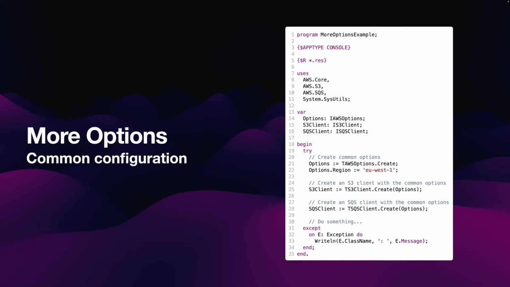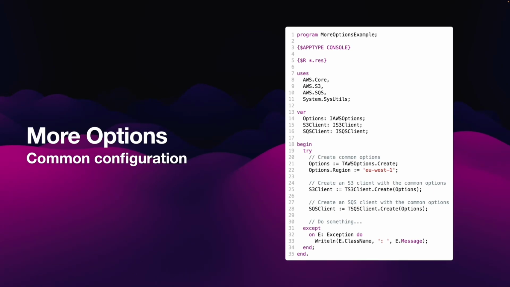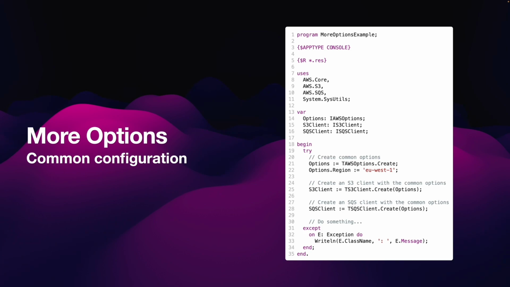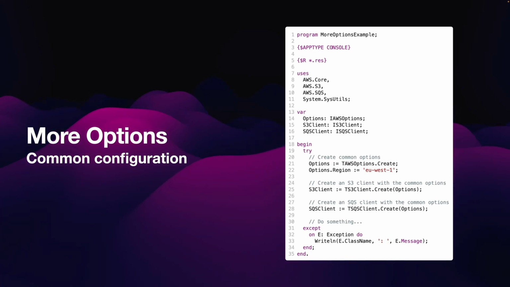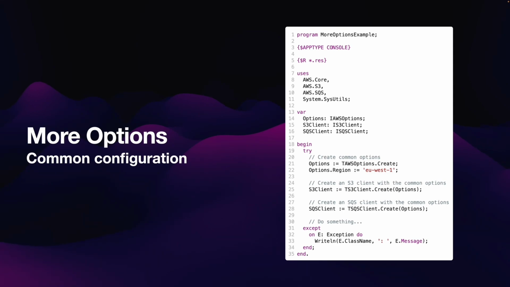Right, and then let's have a look at some more things we can do with options. If we are going to use multiple Amazon clients within a session, we can make configurations generic. So if we look at line 14 here, we've got an IAWS options interface. So this is a generic AWS options interface now. So when we create on line 21 TAWS options, these options will be honored by any client. So here we're setting the region on line 22, and then on line 25 we are creating an S3 client with those options, and on line 28 we're creating an SQS client, TSQS client, using exactly the same options. So they're going to be configured the same.